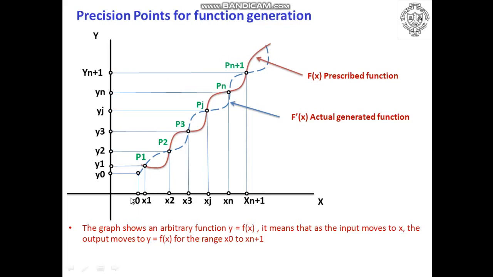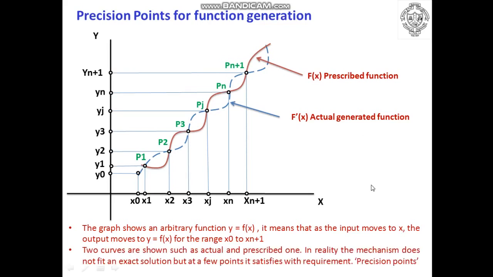So when your x is moving to x0, the y will move to y0. Similarly, for x1 it will be y1, for x2 it will be y2, for x3 it will be y3, and so on. So if you increase the precision points within the function, obviously accuracy will be more. So you have to minimize the distance between two precision points. Hence, the more the precision points, the more the accuracy.